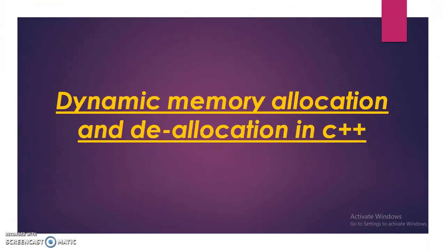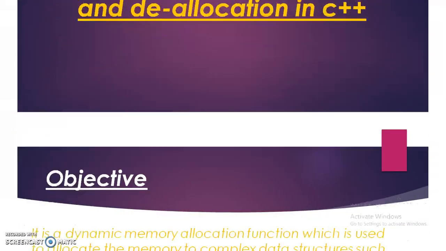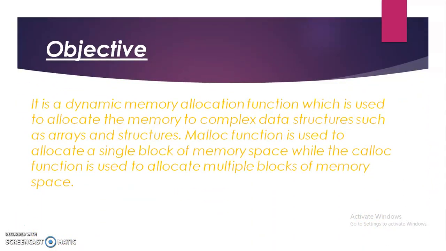Our topic name is Dynamic Memory Allocation and Deallocation. Objectives: it is a dynamic memory allocation function which is used to allocate memory to complex data structures such as arrays and structures. The malloc function is used to allocate a single block of memory space, while the calloc function is used to allocate multiple blocks of memory space.